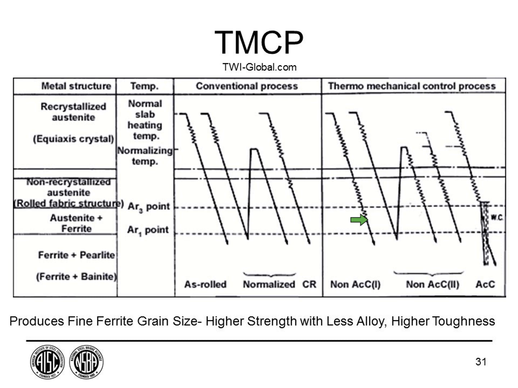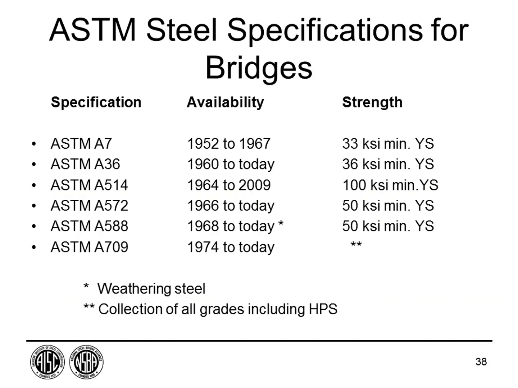Okay, thank you. I'm going to take us to slide 38, where you discussed some of the previous steel material specifications. Why was usage of ASTM A514 stopped in 2009? Because HPS 100W came along. A514 was not a very good steel for bridges. It was difficult to weld, and it didn't have as good a toughness as the HPS 100W. So it's basically been outdated.